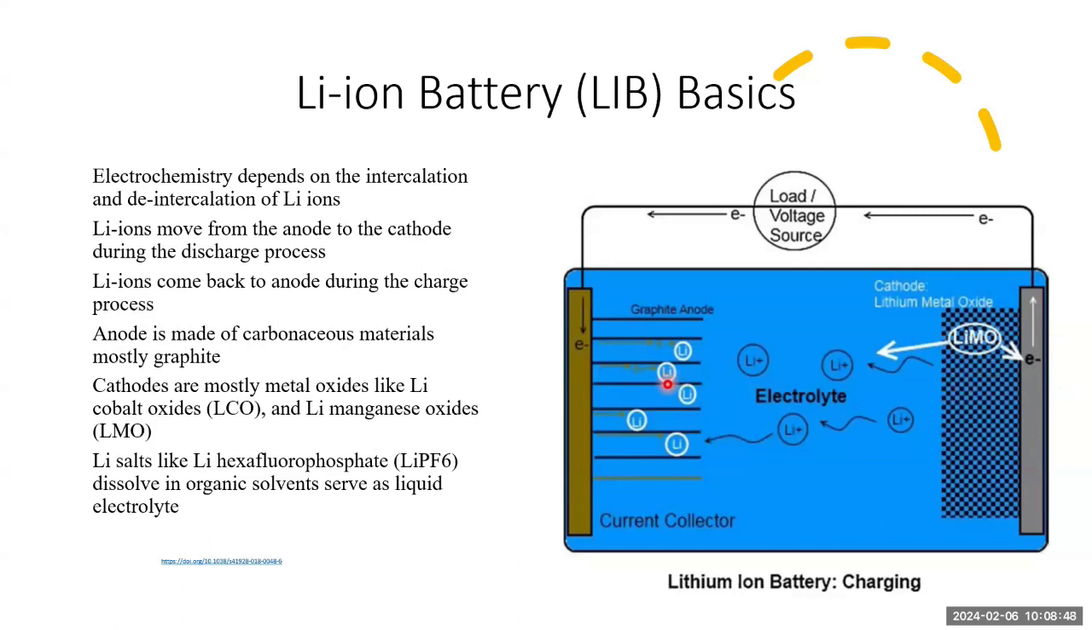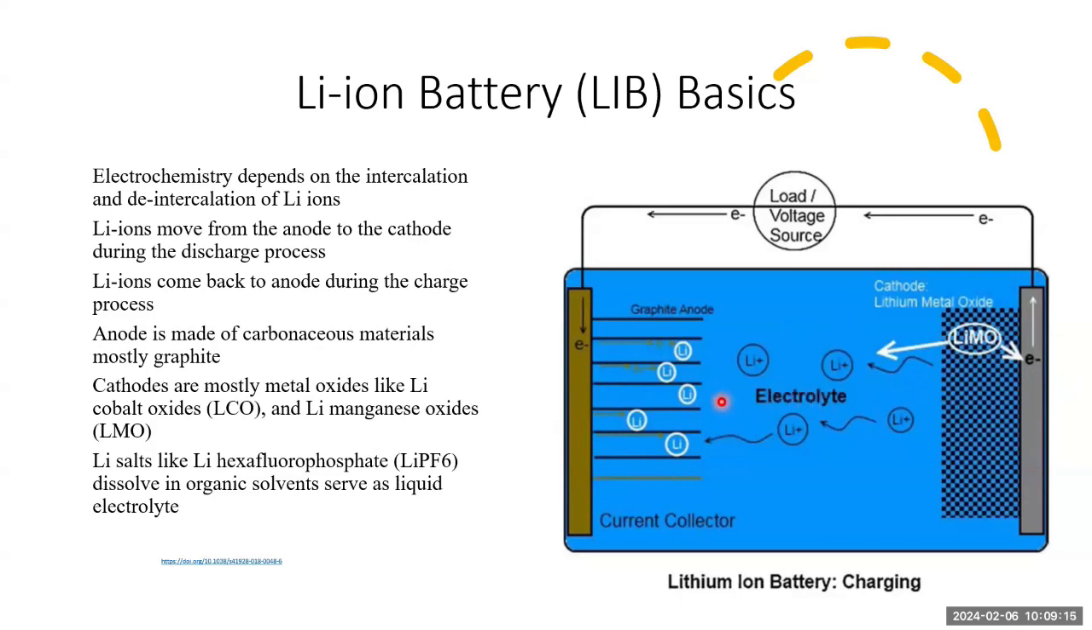And in the anode, you have graphite, as you can see here. Graphite is actually the most common anode that can be found in a lithium-ion battery. There are more anodes. There are a lot of anodes. People are working on that, and there is silicon as well.